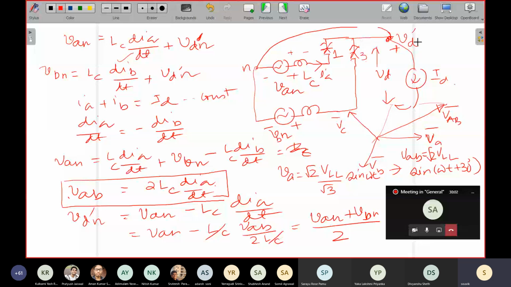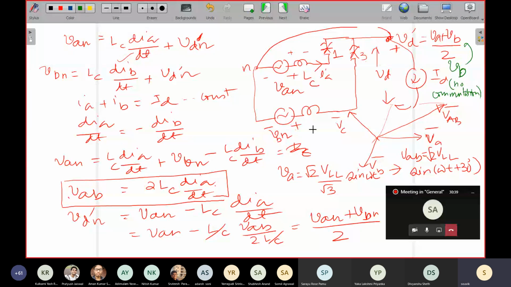We have understood that VD dash, we have written that it is VA plus VB by 2. Instead of getting VB, we are getting VA plus VB by 2, right? VB is for no commutation. Then the voltage will be VB.